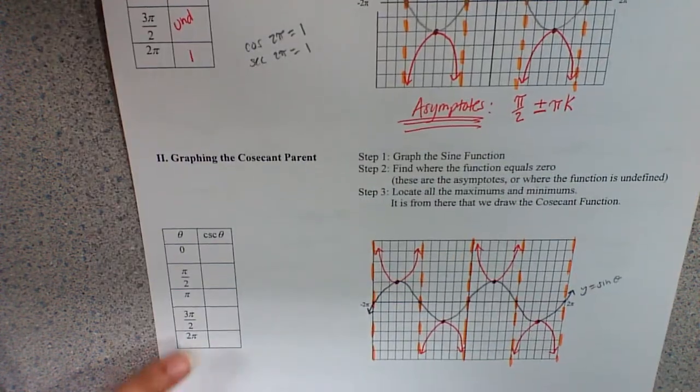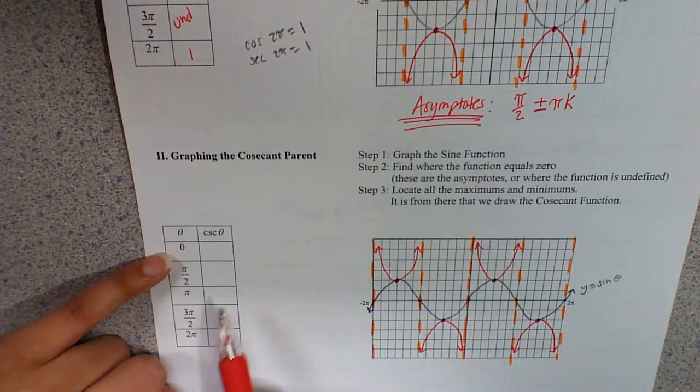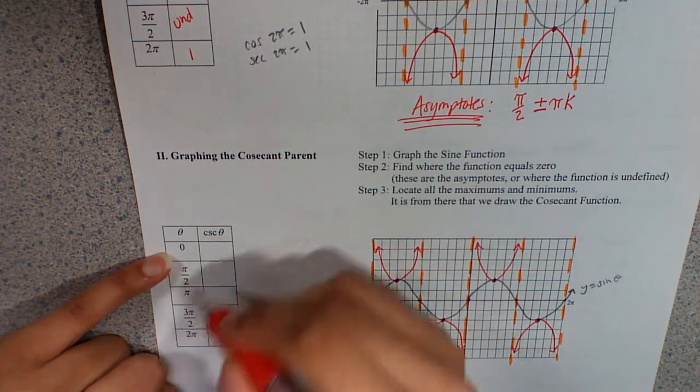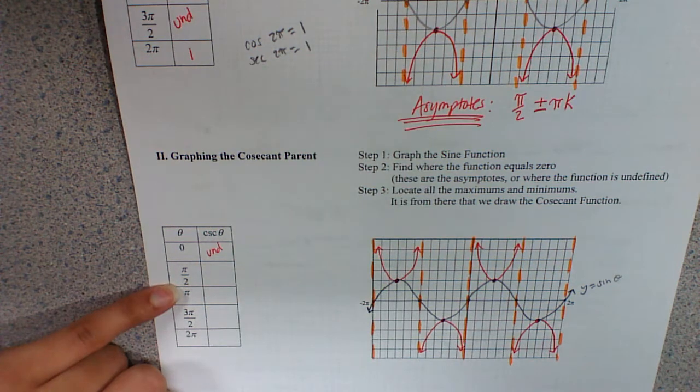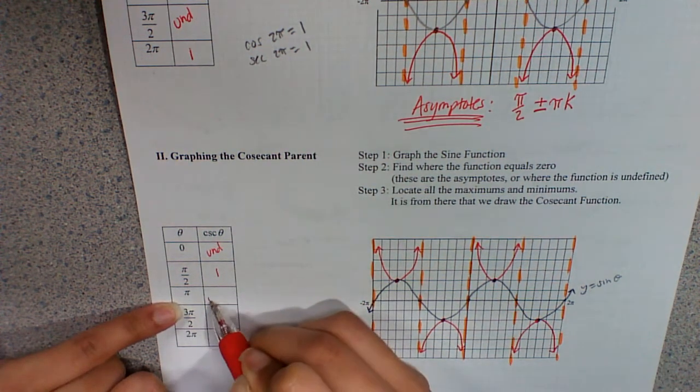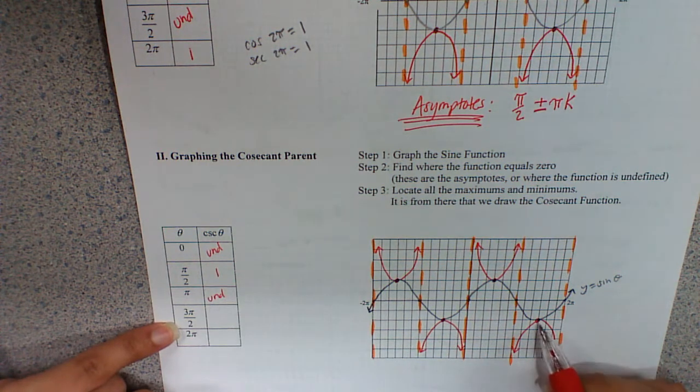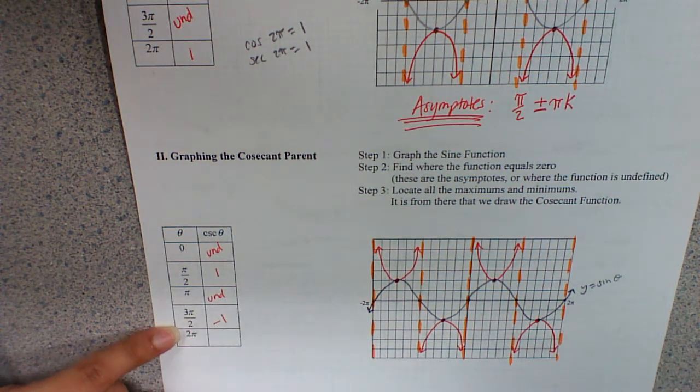So let's fill in the table just to be sure. At 0, I have an asymptote. It's actually undefined. Pi over 2, I have a point at 1. At pi, also undefined. At 3 pi over 2, it's negative 1. At 2 pi, again, undefined.